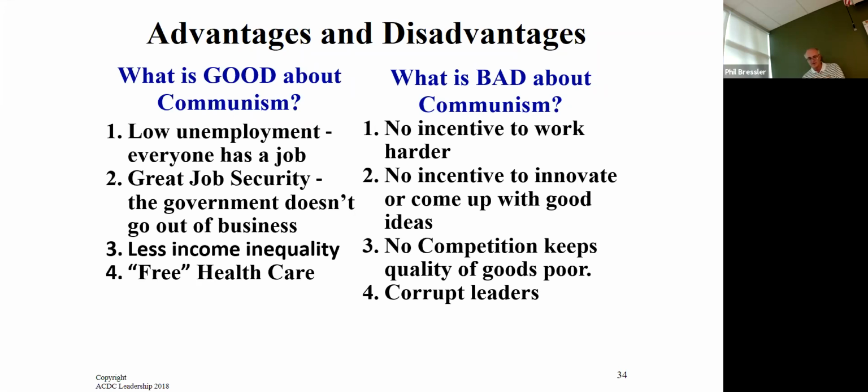Okay. Corrupt leaders. It's funny, everyone makes the same except a few people who make a ton. But you might say that... I don't want to get into the United States. All right. And then, of course, you have few individual freedoms.